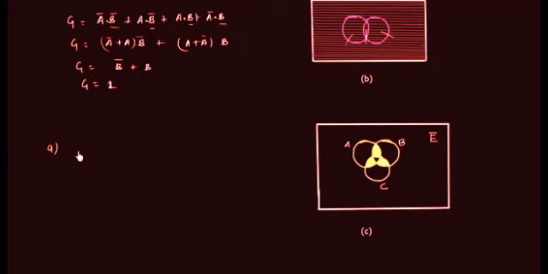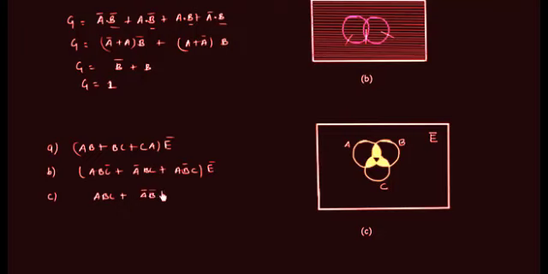The first option is AB or BC or CA, and so on. Option B is A B C complement, or A complement B C, or A B complement C. C option is A B C, or A complement B complement C complement. And the last option is C complement B complement A complement, or A B complement C complement. So these are the options. You have to find out minimal SOP form for the shaded region. Once you have your answer, post it in the comment section.